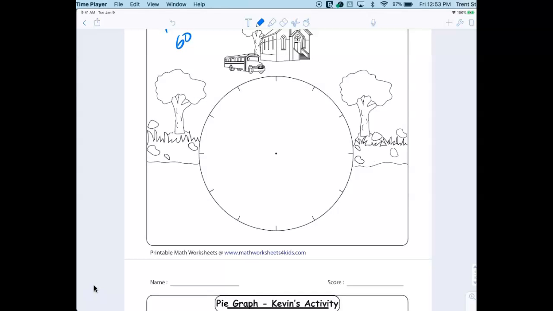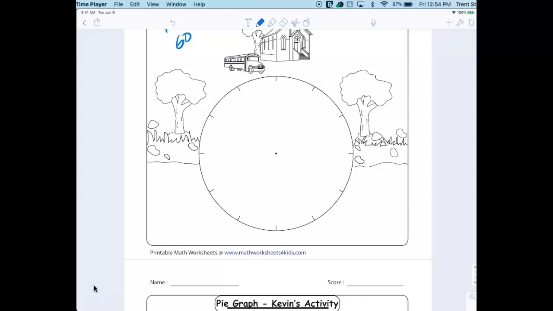Now he was really smart saying this is 90 degrees. But I really don't want that. I want the whole thing as 360. And there are how many spaces? 12. So 360 divided by 12 is what? 30 degrees. So each space is going to be 30 degrees.